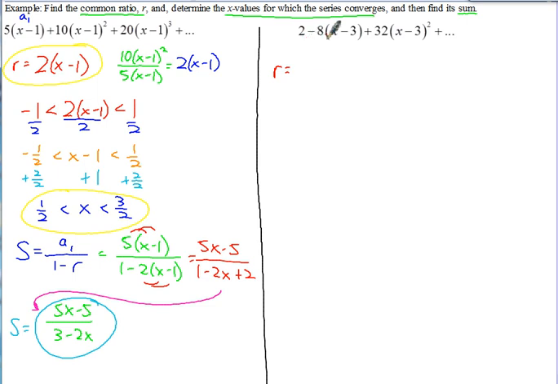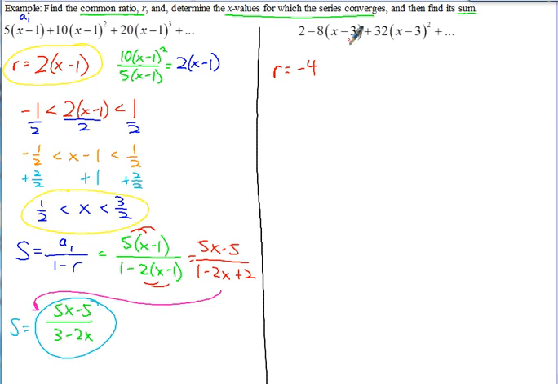2, -8, positive 32. Notice it's alternating between positive and negative. So r has to be negative, and what it's being multiplied by is 4. 2 times -4 is -8. And then -8 times -4 gives you a positive 32. So when it's alternating, you can see r is negative.